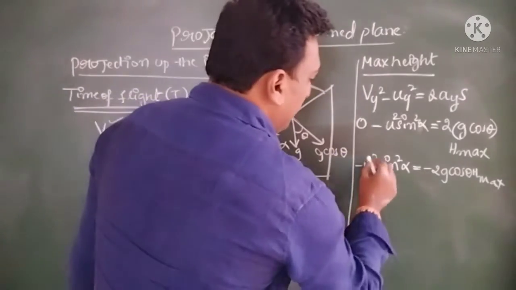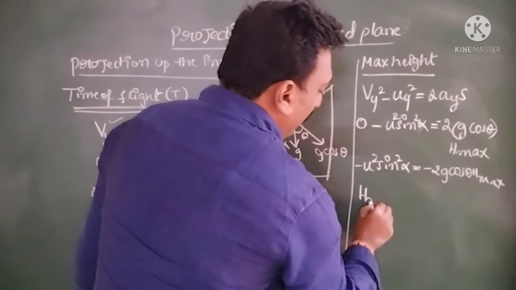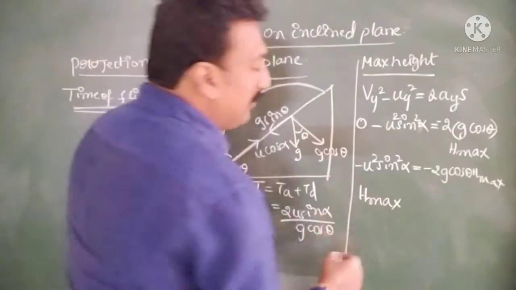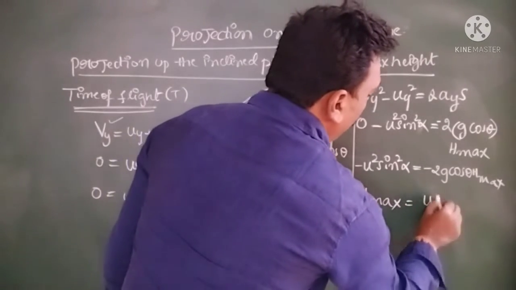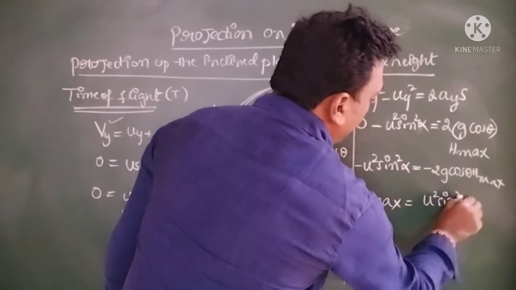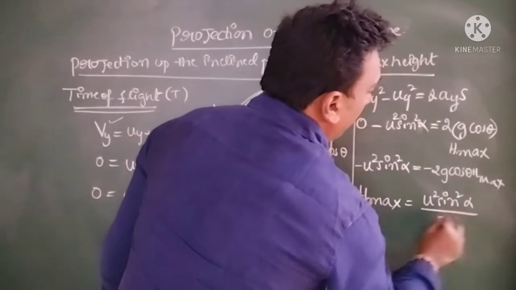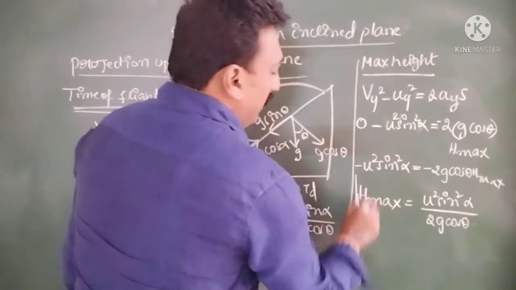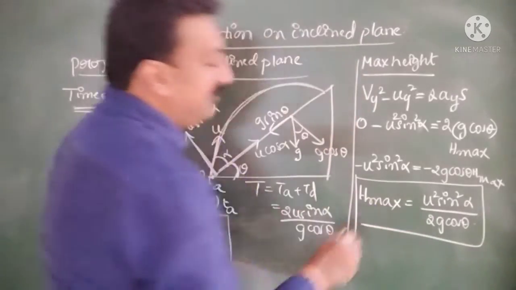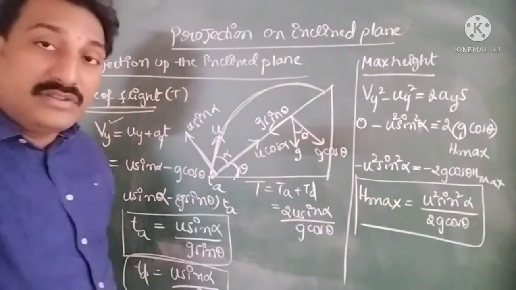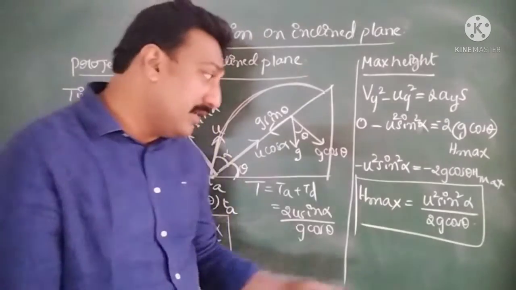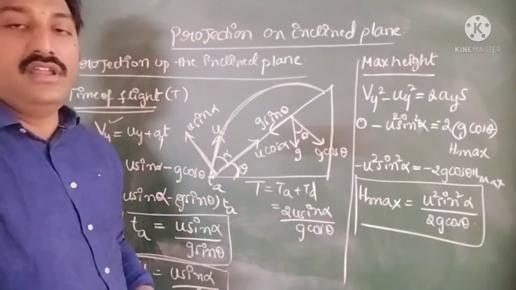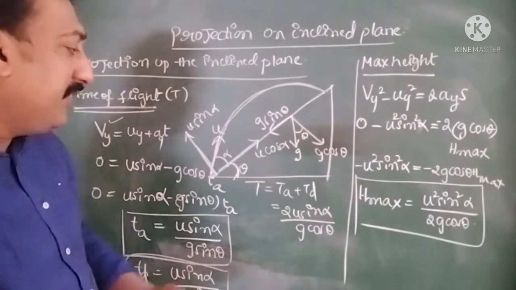From this relation, minus and minus will get cancelled. So what is the value of the maximum height you are getting here? The maximum height is u square sin square alpha divided by 2g cos theta. H maximum is equal to u square sin square alpha divided by 2g cos theta.